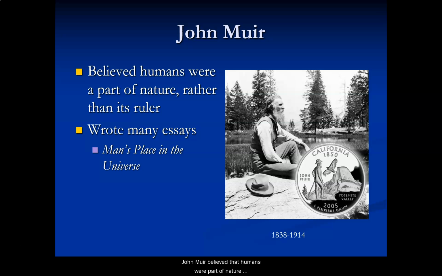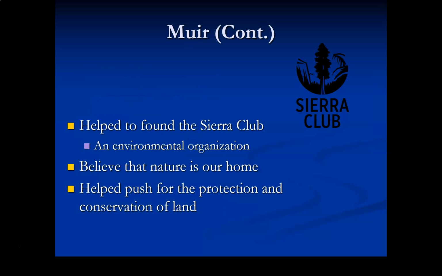John Muir believed that humans were a part of nature rather than its ruler. He wrote many essays about his thoughts on nature, one called Man's Place Within the Universe, which was read by the public. And this started to form within the public conscience the idea that humans are not the rulers of nature, but rather, they belong to nature. John Muir also helped found the Sierra Club, which is an environmental organization that does conservation work. He believed that nature is our home, and he helped push for the protection and conservation of land.